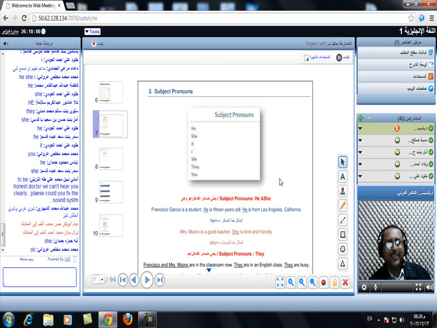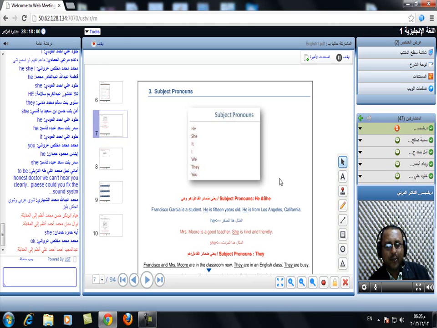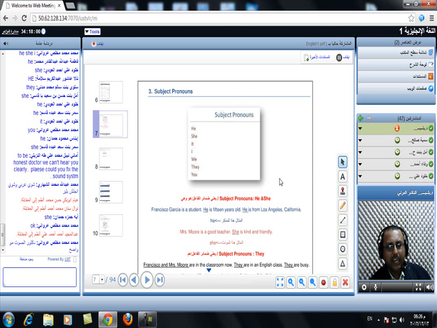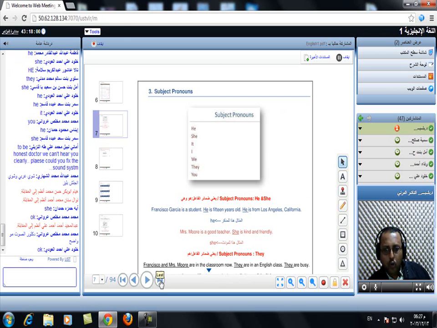Okay, so pronouns in Arabic are also divided into three types: ضمائر الغائب, ضمائر المخاطب, ضمائر المتكلم. "I" means أنا in Arabic, so it should not be considered as he, she, it. Now these are called, as I told you, subject pronouns.